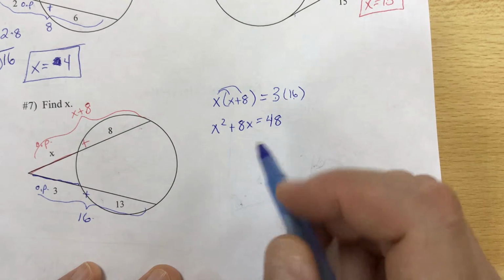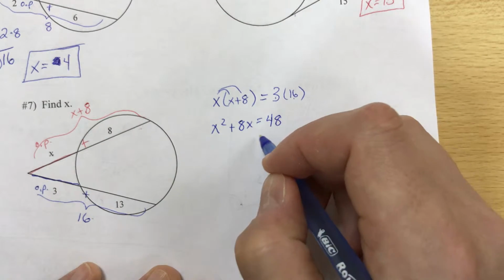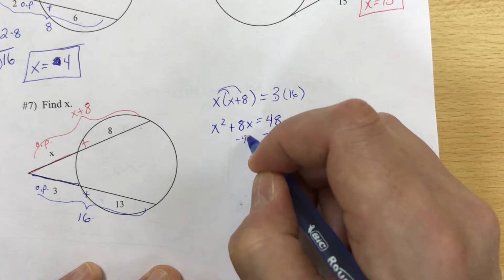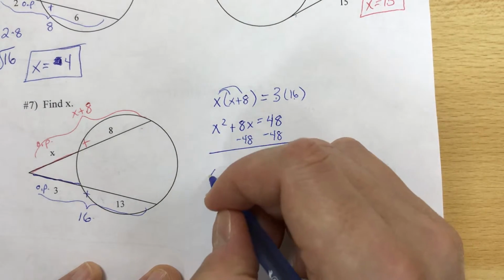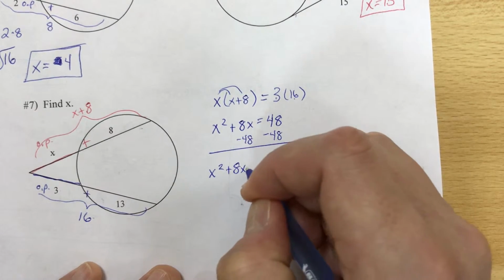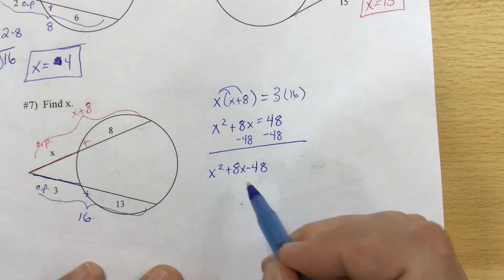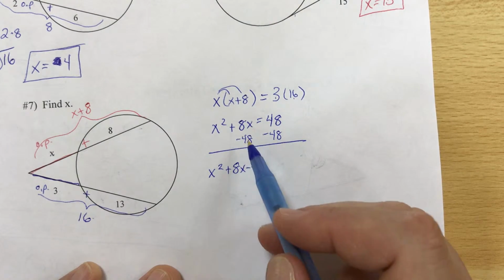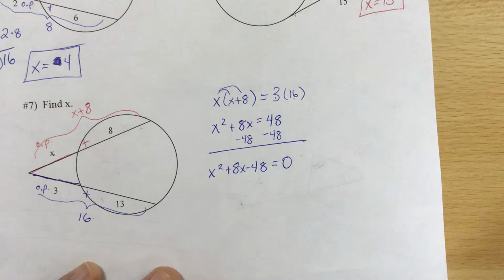I'm going to try to factor it, which means I need to move the constant 48 to the same side with the other terms. So what I need to do is set my equation equal to 0. x squared plus 8x minus 48. We can't subtract those because they're not like terms, equals 0.